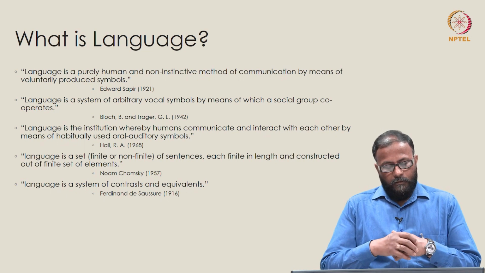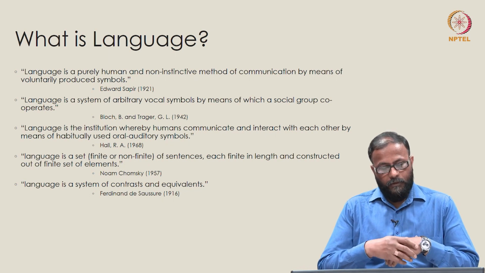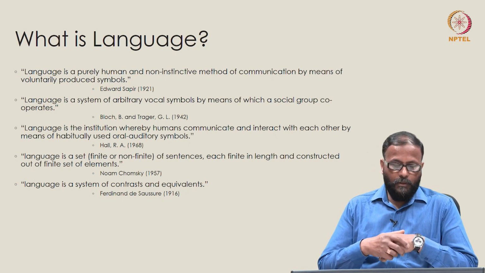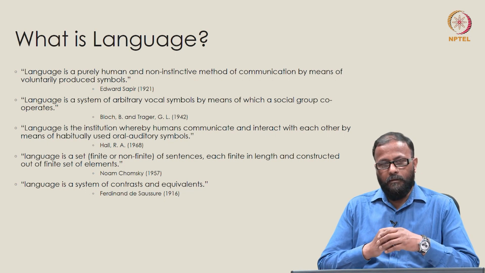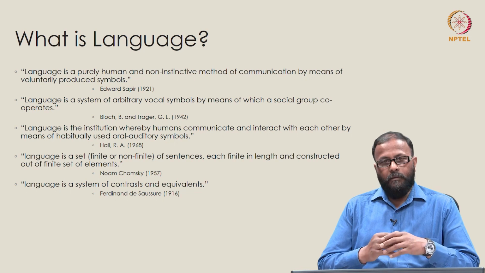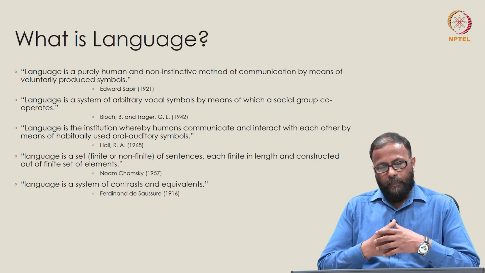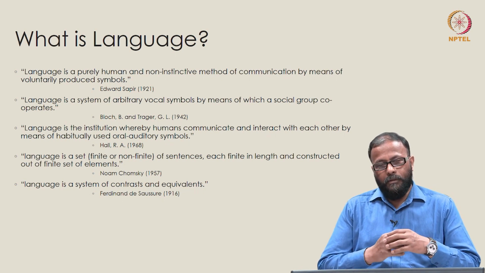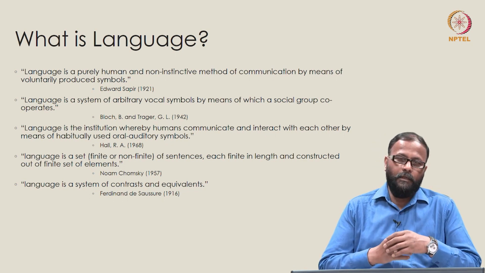The other statement, by Bloch and Trager in 1942, says language is a system of arbitrary vocal symbols by means of which a social group cooperates. Now, a new word is introduced here: arbitrary. We'll come to it later. But again, vocal symbols, voluntarily produced, but these symbols are arbitrary in nature. They also emphasize the social aspect of it, that we need language to socialize, interact, communicate, and share.